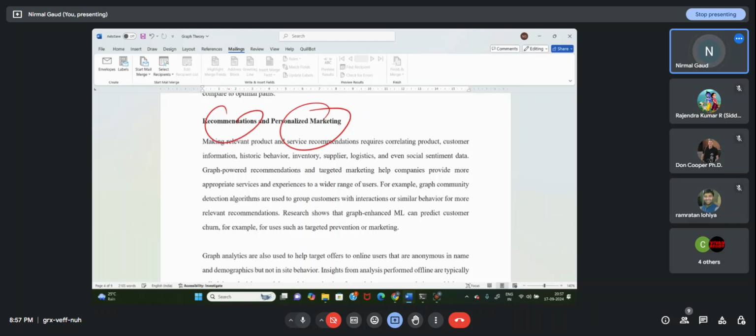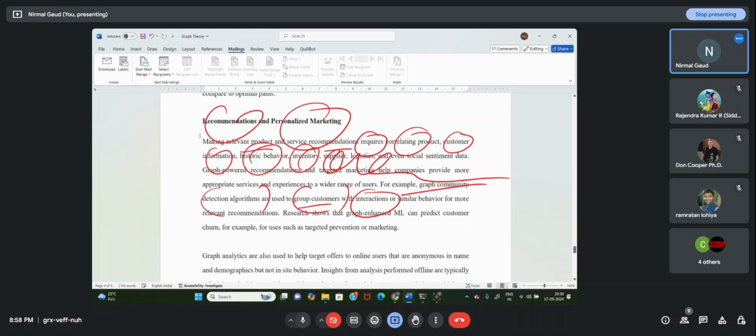So making relevant product and service recommendations, that is correlating the product. That's what I'm saying. Customer information, history, inventory, supplier, all these things require the graph. The graph community detection algorithms are used to detect customer behavior and interactions, and we make a project called a recommendation system. So graph theory is applicable there.